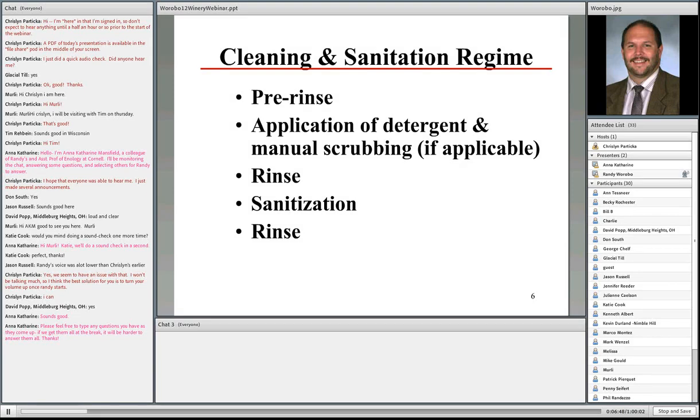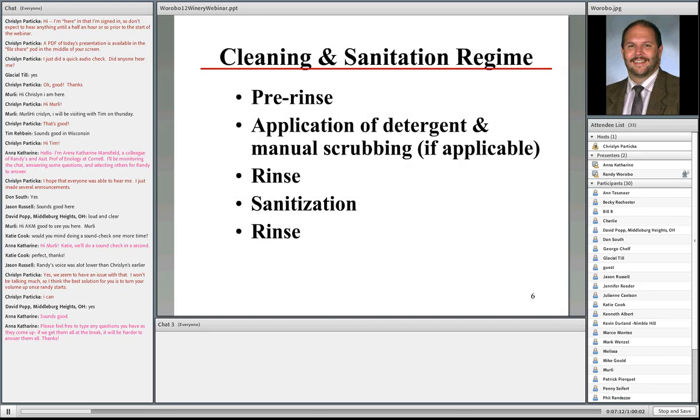then you apply your sanitizer at the prescribed concentration for the prescribed contact time, and it's best to use the manufacturer's recommendations. After that, you then apply an optional potable water rinse. Depending on the concentration and the type of sanitizer you're using, the final rinse may not be necessary.